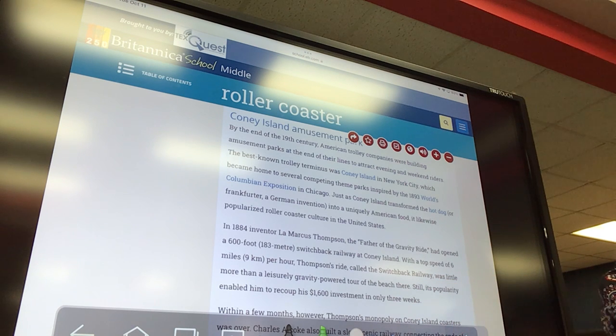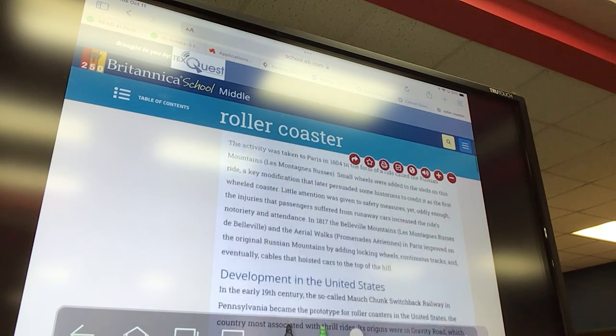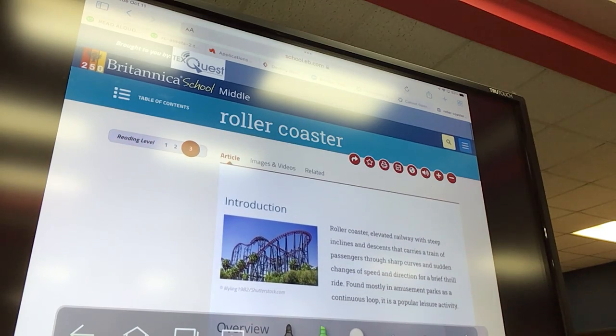You have a question? Yes? What's that? They use magnets. They do use magnets to make it start moving. Some of the roller coasters are built in this type of metal for the magnets to trap it. They start to keep moving.